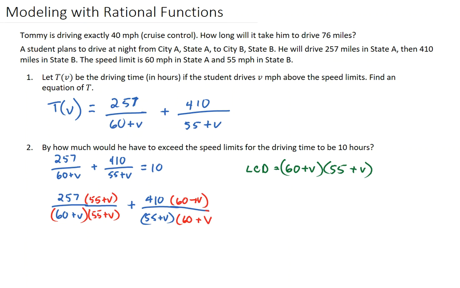On the right side, the 10 doesn't have any of the denominator. It has a denominator of 1, so it's missing all the parts it needs. So we need to multiply by the full LCD top and bottom.